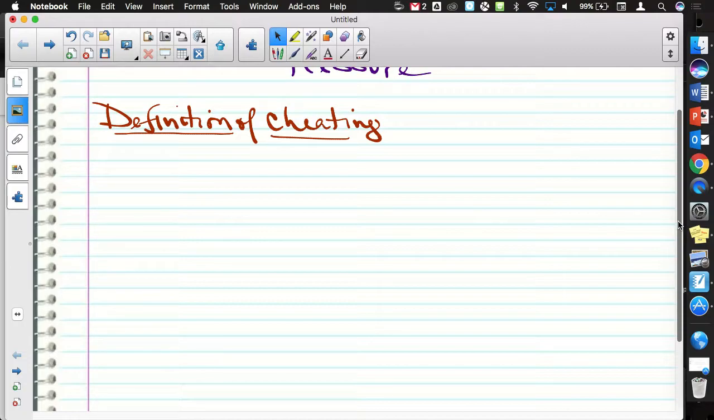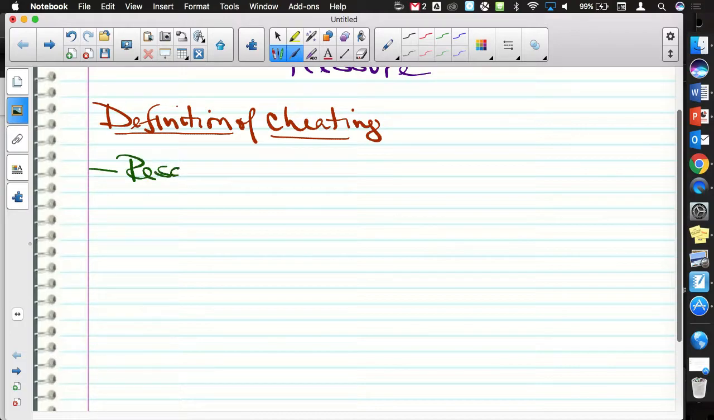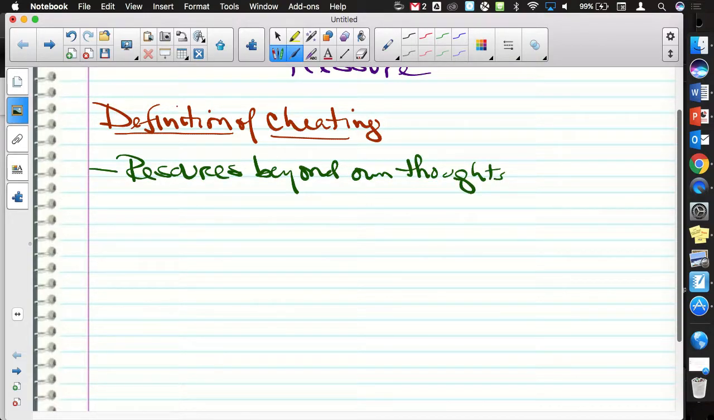All right, Aiden, what do you have as a definition? I said that it's using resources other than your own thoughts and work to get better scores or grades. Okay, so resources beyond own thoughts. You said for better scores or grades? Yes. Okay.